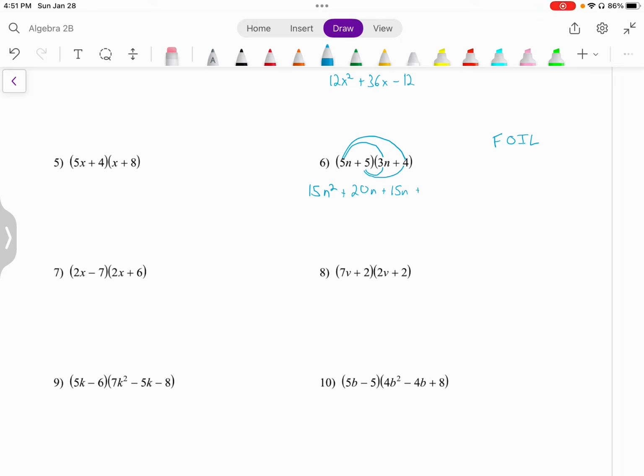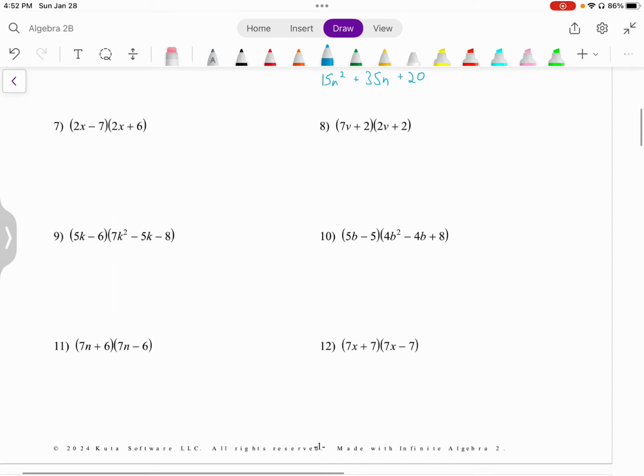And then we add like terms. So here we have n's, just n to the first. There's only one term with an n squared, so we have 15n squared. 20n plus 15n is 35, still just n, don't put a squared there. 20n plus 15n is 35n plus 20, and that's our answer. Number 8 is very similar to that, so I'm not going to go over that one.